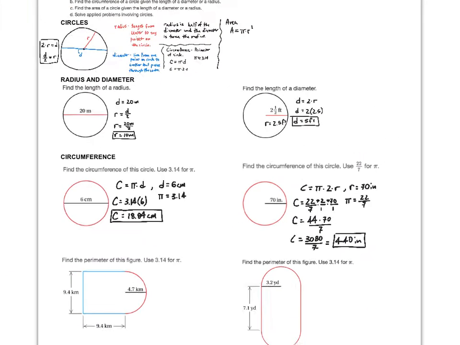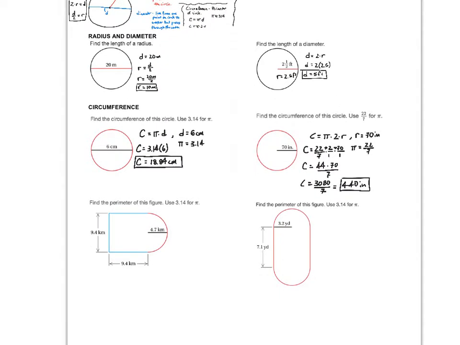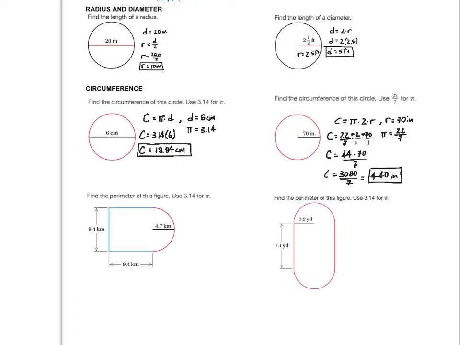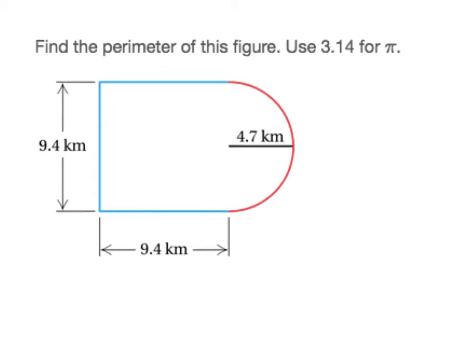All right, so now once we've done that for just a few circles, let's go through and do these for some irregular shapes that take a little bit of thought to evaluate. So on this problem, it's asking you to find the perimeter of this figure. Now what you have is a square here, and a half circle, okay?